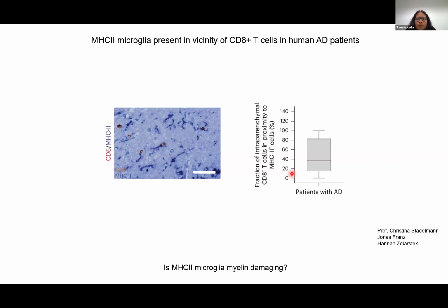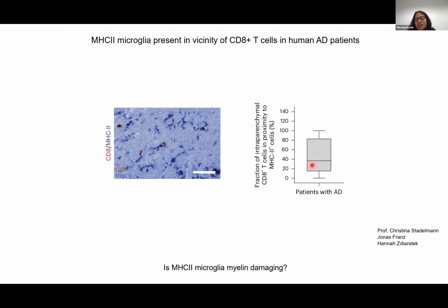So we took some postmortem human AD tissue, and I stained for CD8 and MHC2. This was done in collaboration with the Christina Stadelman group in Göttingen. CD8 is stained in brown, MHC2 in blue. And we noticed that the majority of the CD8 positive T cells had MHC2 microglia next to them. This number was really high, as high as 40%, which is very interesting because it is much higher than what we see in mice, showing that these cells might actually play an even more important role than what we previously thought.